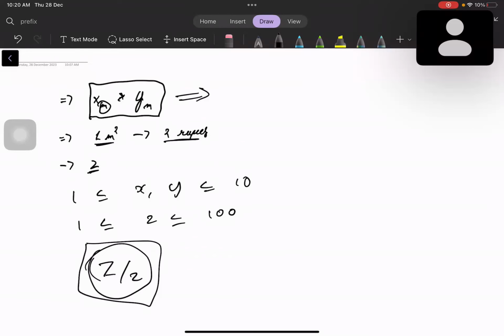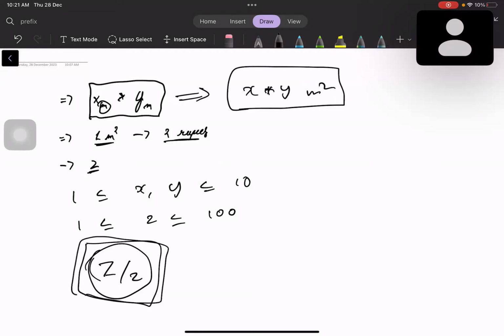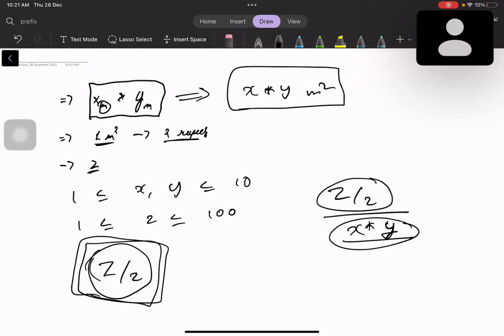The dimensions of one wall, which is x into y, tell us that the area of one wall will be x into y meter square. Now we know the amount of meter squares in one wall, and we know the amount of meter squares we can paint. So basically, the answer will be Z by 2 by x into y. So basically, area of one wall and the amount of meter squares we can paint.